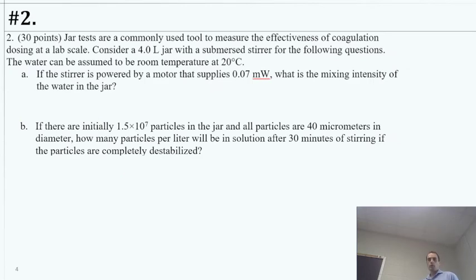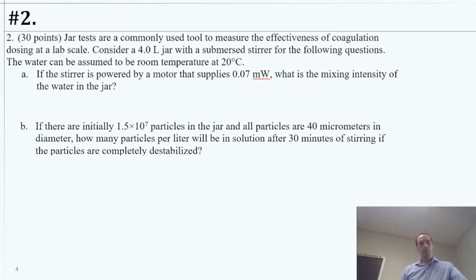Okay, so problem 2, we had jar tests for flocculation. And I think this is one problem that, what's this one? I don't think anybody got part D correct, but I think in general people did okay on the problem. So part A says, we have jar tests to measure the effectiveness of coagulation at a lab scale. We're going to consider a 4-liter jar with a submerged stir to answer the following questions, at 20 degrees Celsius.